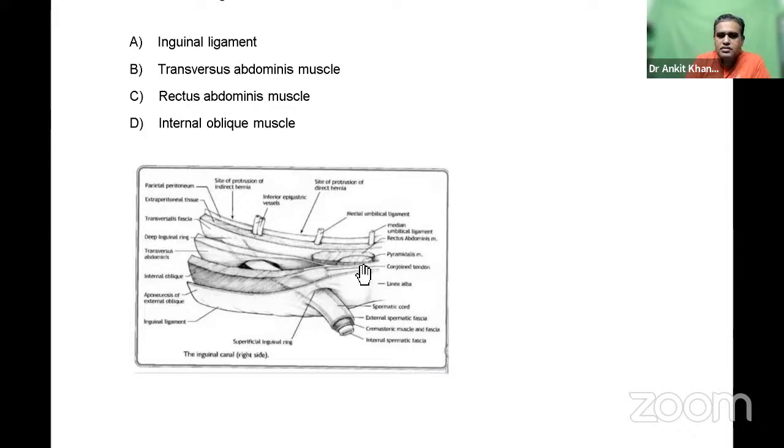Okay, this is the rectus abdominis muscle. It's actually coming up like this. It's a vertical straight muscle. This is your rectus abdominis muscle over here.